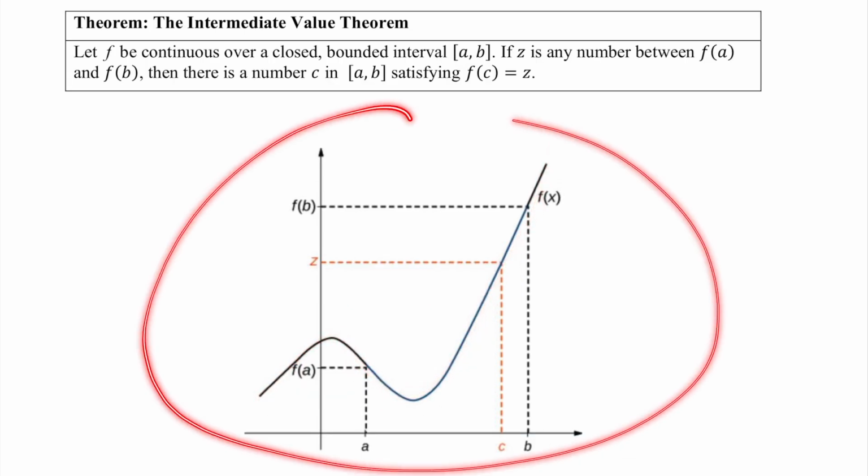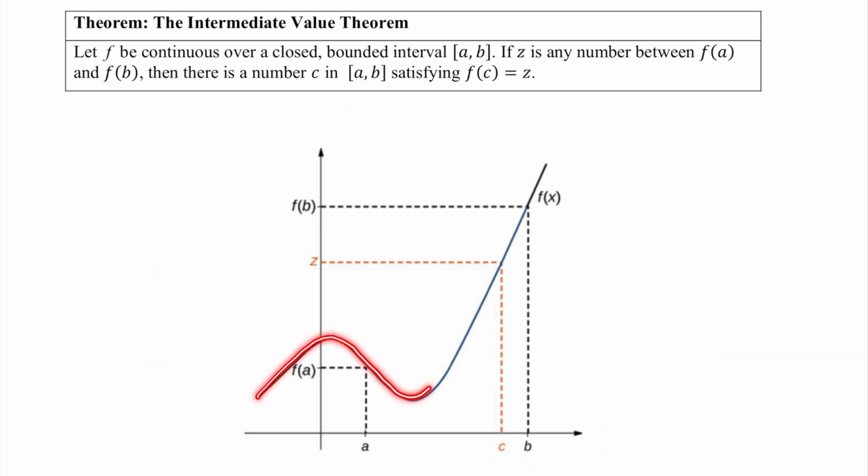Let's look at this graph. This is my function f, and it's continuous. This is the interval from a to b. At x equals a, the corresponding y value is f of a. At x equals b, the corresponding y value is f of b. If z is the number in between f of a and f of b, then there is a number c in between a and b, satisfying that f of c is equal to z.